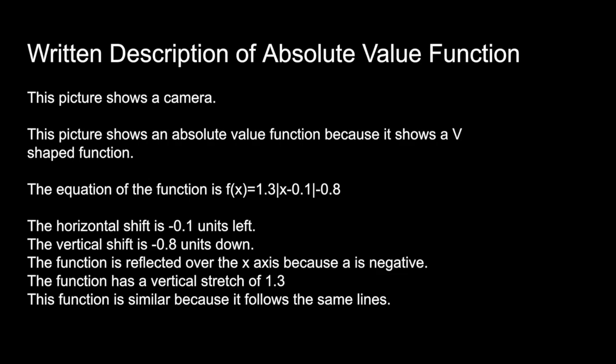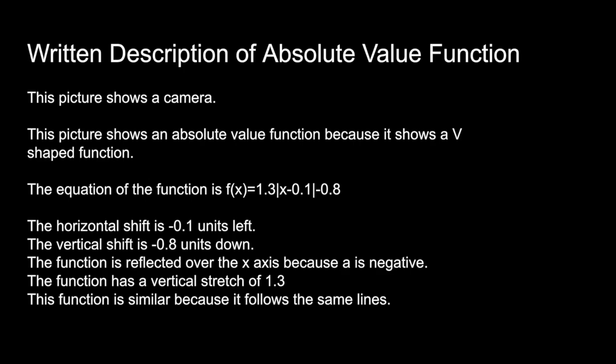And here there is a really responsive absolute value function. For this picture, I used one of my cameras. The picture shows an absolute value function because it shows a V-type shape or some triangle shape. The equation of the function is f(x) equals 1.3 absolute value of x minus 0.1, minus negative 0.8. The horizontal shift is negative 0.1 units left. The vertical shift is negative 0.1 units down, and the function is reflected over the x-axis because it's a negative. The function has a vertical stretch of 1.3.